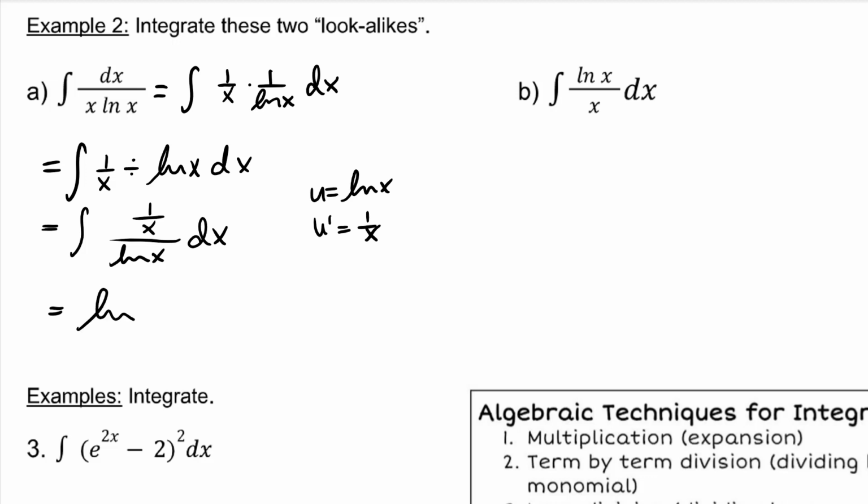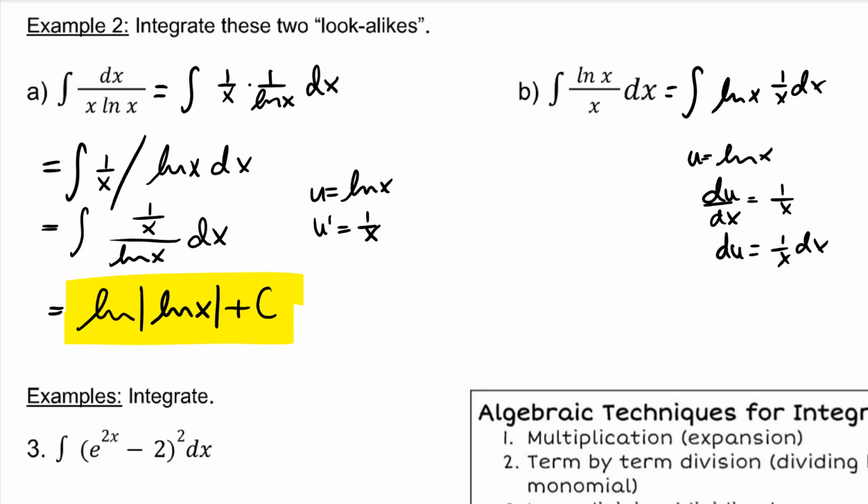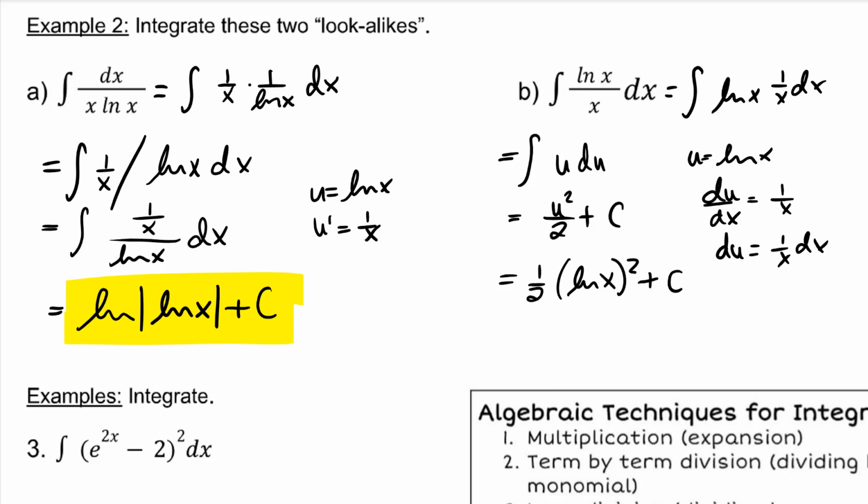Part A is just u prime over u. ln of ln x. For part B, we're using reverse chain rule. You can substitute the u's in like I did, or you can just jump straight to power rule for integration.